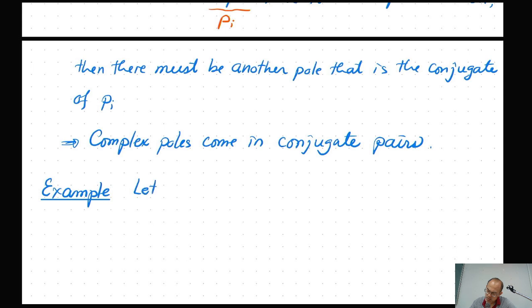Let Hs equal to, let's see, 4S plus 29, S plus 1 over S times S squared plus 4S plus 29.